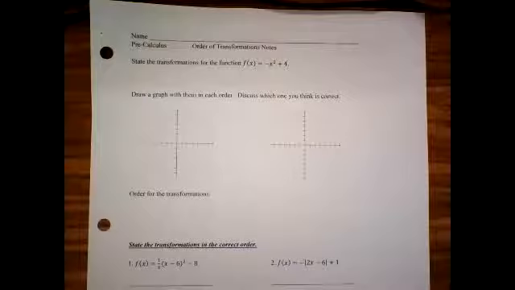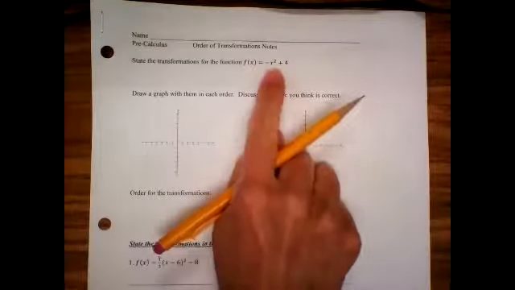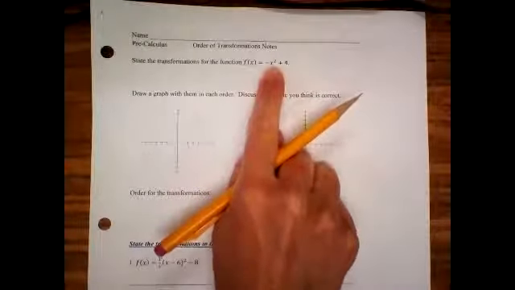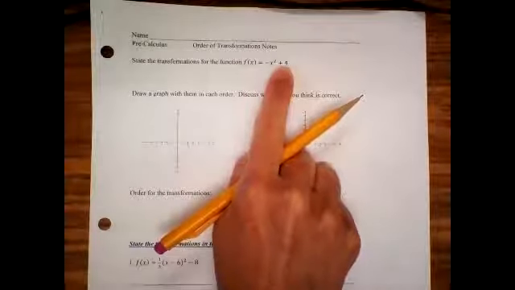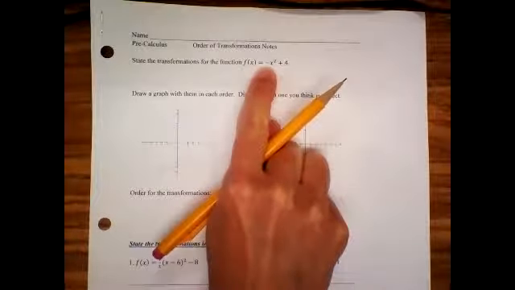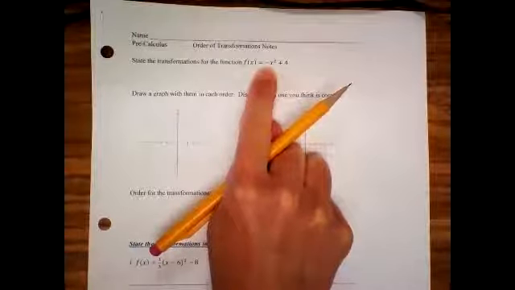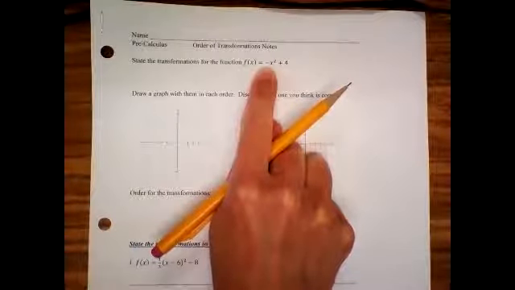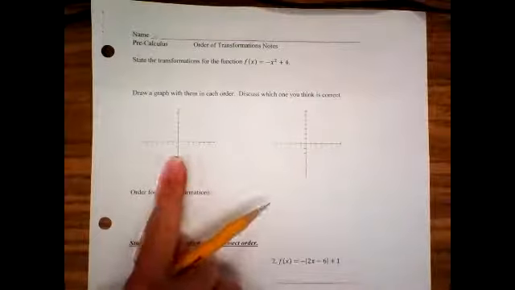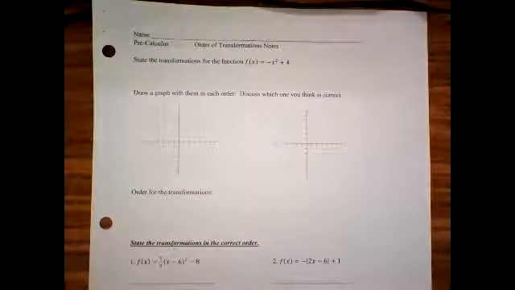Looking at this first example here, there are 2 transformations. What are they? Can someone give me one of them? What's one thing that happened? Up 4, and then what else? Good, reflection over the x-axis, because the negative is outside. So we're going to do one of those in one order and one of them in the other, so you can kind of compare and contrast.